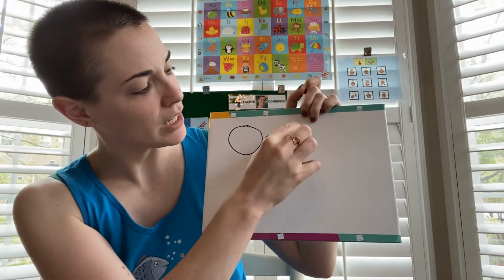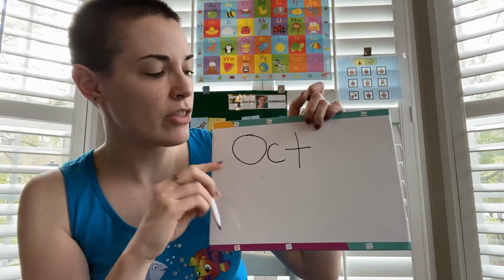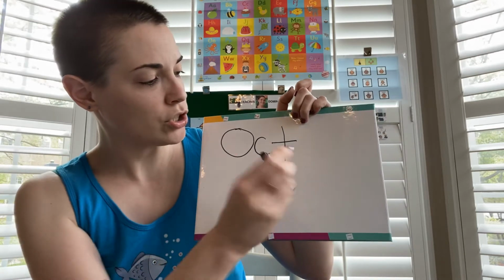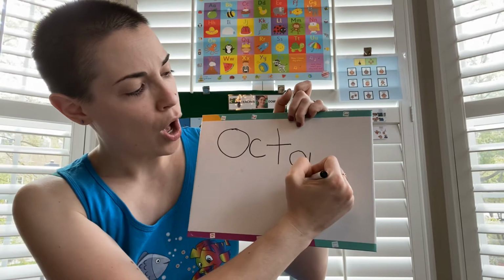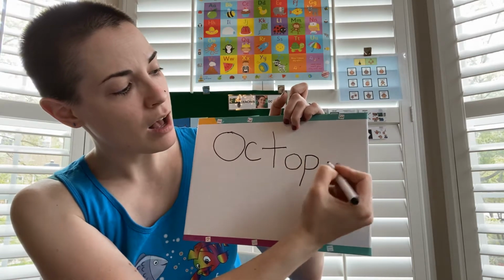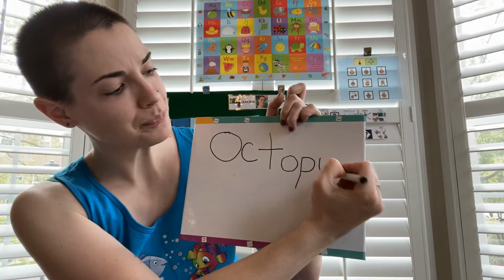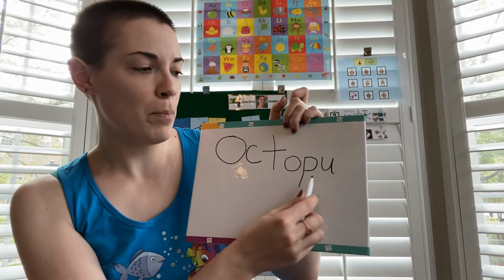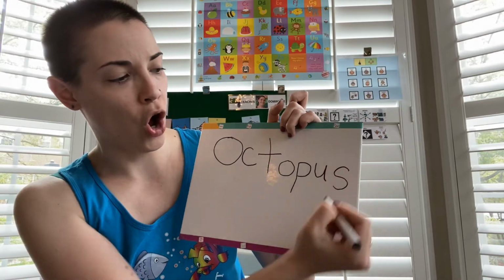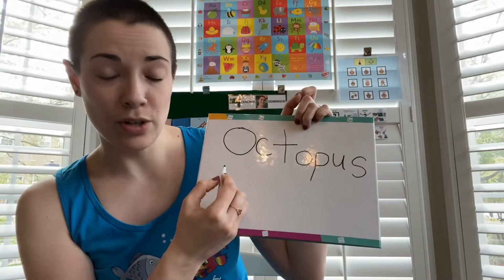T. And then if I listen, there's another sound. O. P, like umbrella or up. U. Octopus. So if you want to do this sort of like our morning message, you can always spell it.